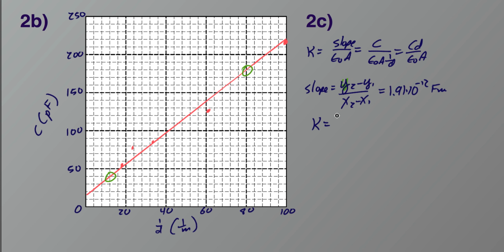Kappa then is slope over epsilon naught A, which would be 1.91 times 10 to the minus 12 farad meters divided by epsilon naught, 8.854 times 10 to the minus 12 coulomb squared per Newton meter squared, times our area, 0.06 square meters. Put all that in, and I come up with a kappa of about 3.60. And kappa, that dielectric constant, is unitless. So hopefully something kind of close to that, somewhere in that ballpark. So I think that covers us for part C.